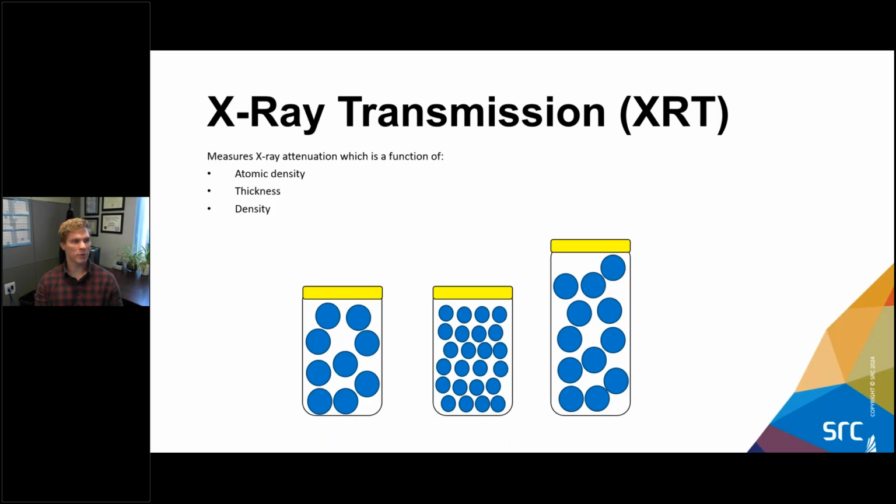So we all of a sudden have more marbles in it. But also if we had a taller jar, we can get more marbles in that. So you can see, based on the X-ray attenuation, if these were actual particles and you're counting up the marbles, how that could really vary based on thickness and atomic density, because the atomic density could be the size of the marbles, and the thickness could be the height of the jar.